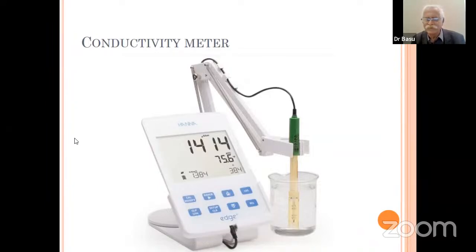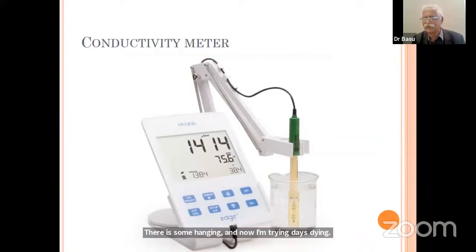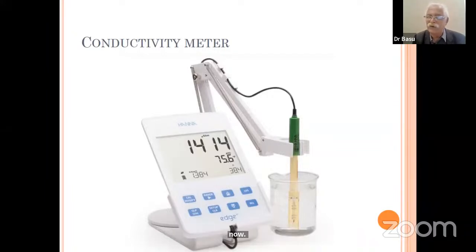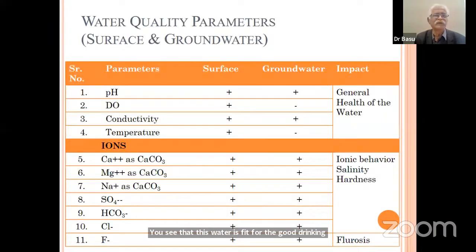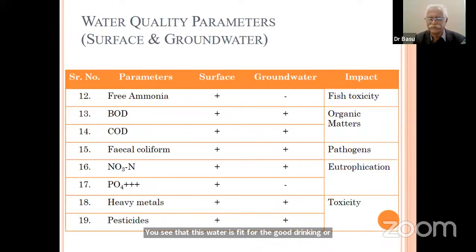There is some hanging, and now I am trying. So now we have understood all the meters: the pH meter, then your conductivity meter, then the dissolved oxygen meter. Now we will do some other things, on how many parameters we have to measure to say that this water is fit for good drinking or other uses. Right, this is coming.